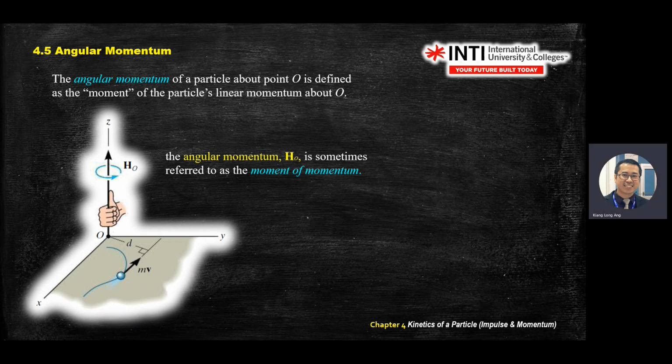Same with angular momentum. You use your right-hand rule. You follow your momentum, right? And the d, on the diagram, look carefully. The d is 90 degrees to your line of travel. If it's curved, then it's tangent. You draw the tangent, you draw 90 degrees, you get a distance.